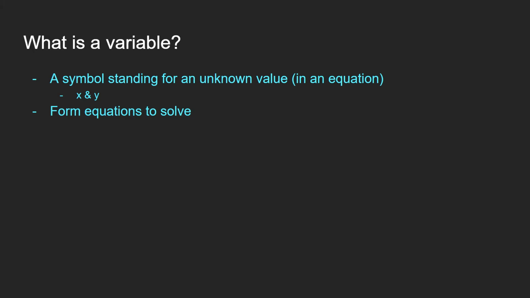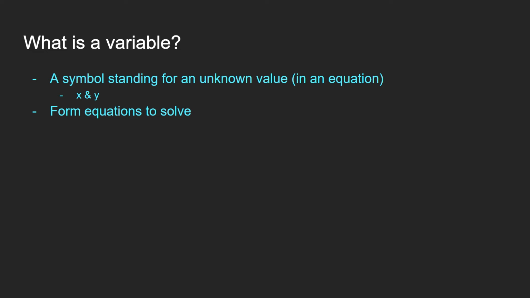So firstly, we have our variable. So what is a variable? A variable is a symbol standing for an unknown value in an equation or an expression. So this value is unknown. So mostly we will let it be x and y, or sometimes you'll see it as a and b. For radius it may be r, for time it may be t, and so on. So if you want to find a variable, you need to form equations to solve it.